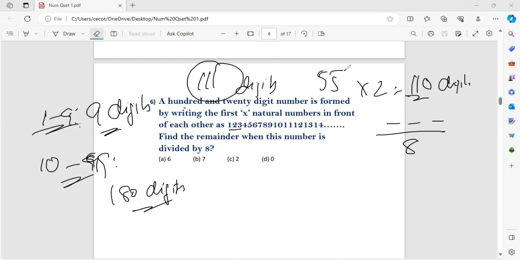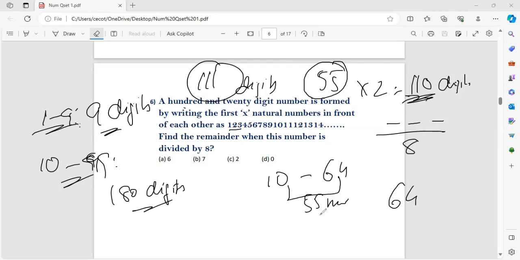So let's check how many numbers are required for this. From 10, we need 55 numbers, which means from 10 up to, yes, 64. From 10 up to 64, we will be having 55 numbers. This will give us 110 digits, but we require 111 digits. See, our number will be 1, 2, 3, 4, etc. up to 63, 64. This will end up in 119 digits. 110 plus 9, that is 119 digits.